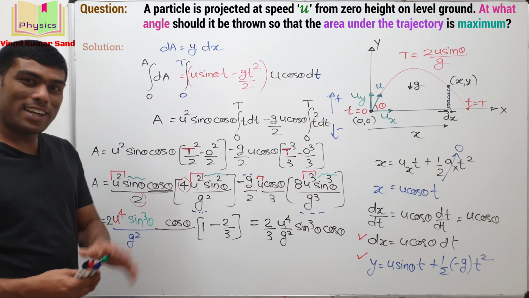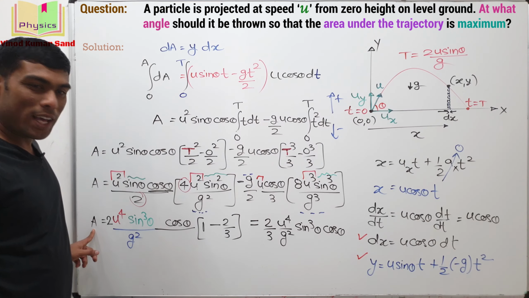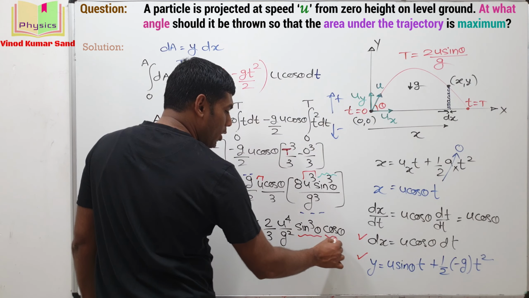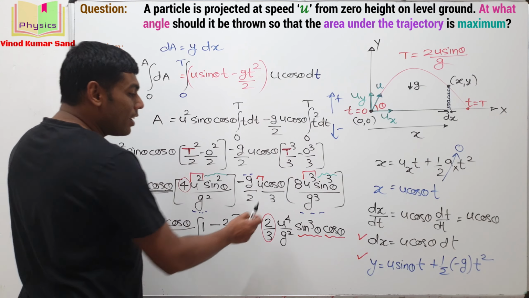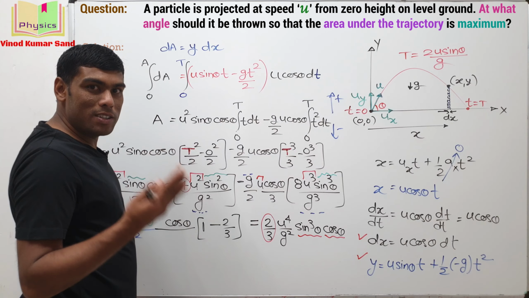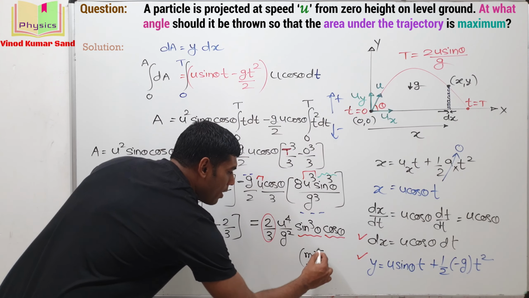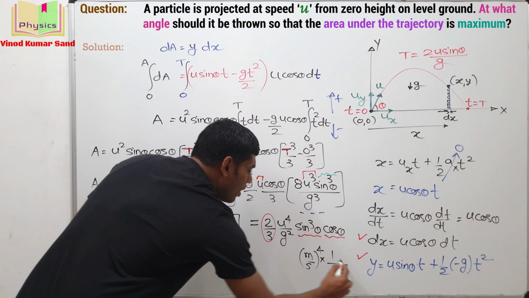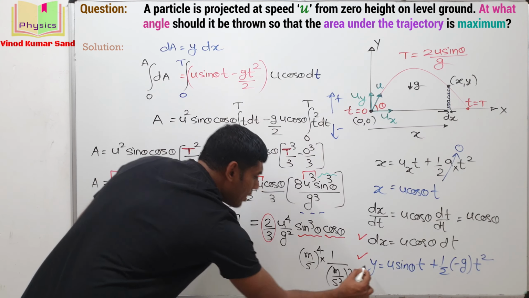And you can check it dimensionally also. The area will have the dimension of meter square, and we can verify this. Sine cube theta is dimensionless, cos theta is dimensionless, 2 by 3 is also dimensionless. If we write the units of u, the speed is in meter per second. So here what we are left with, meter per second to power 4 in the numerator, and in the denominator we have the g square. G is acceleration. Acceleration is taken in meter per second square and then square.